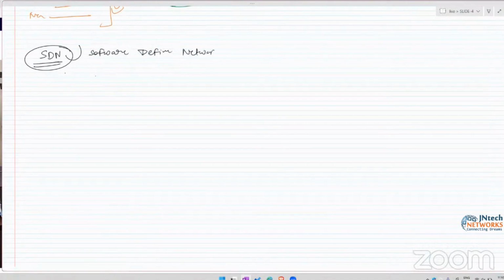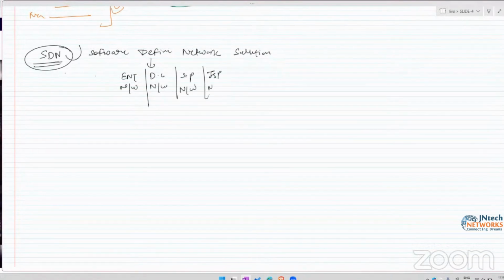SDN means software defined network solution, for enterprise networks, for data center networks, for service provider networks, and for ISP networks also. Clear? So this solution is available.